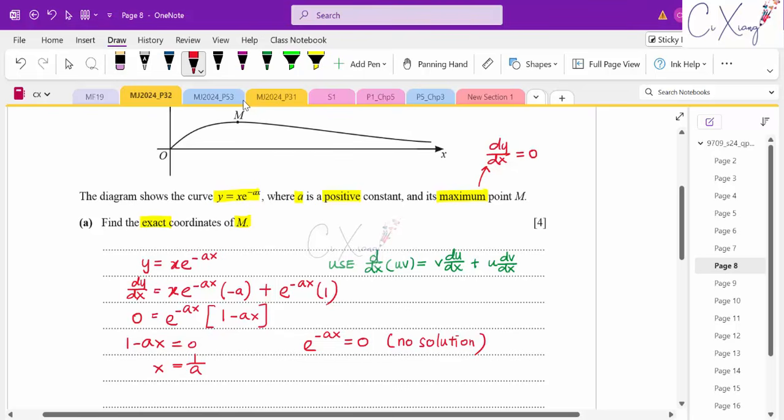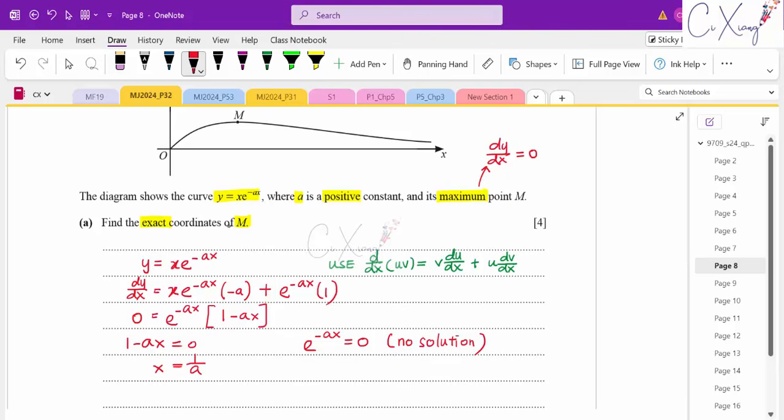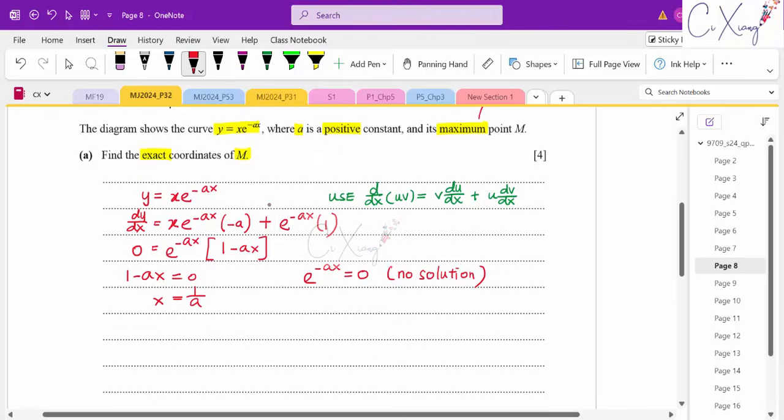Okay, then after I get the value for x equals 1 over a, they want us to have the exact coordinates of M. So I have to substitute the x value into the y equation to get the y coordinate. So let's substitute it. So I'm having y equals 1 over a, then e power negative a multiplied with 1 over a. So what we have here is 1 over a, e power negative 1. If you want to further rephrase it, it is 1 over a e power 1. Okay, so this is basically the answer.